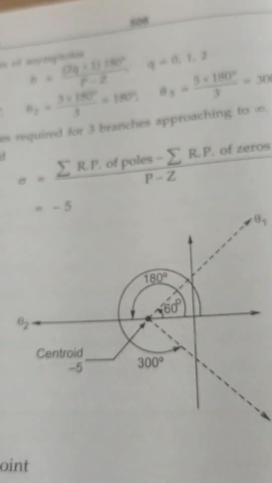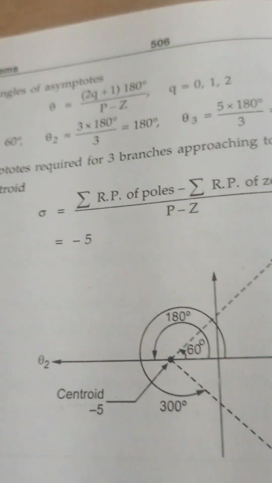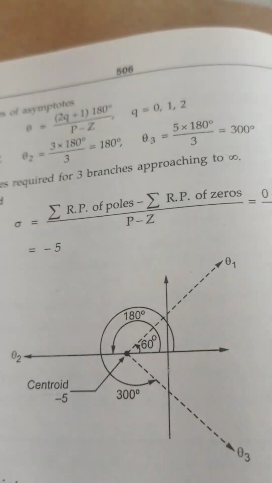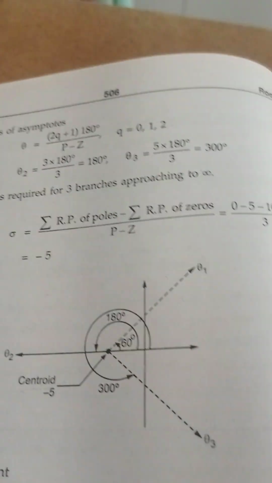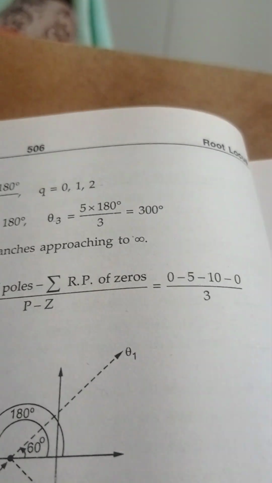The equation to calculate the centroid is nothing but sigma equal to the summation of real parts of poles minus the summation of real parts of zeros, divided by p minus z. Here all the poles are real, with no imaginary parts. Therefore, we directly substitute the values of the poles here.